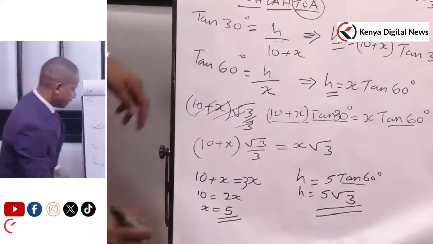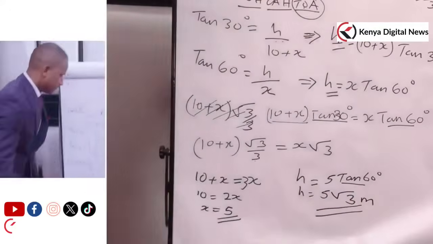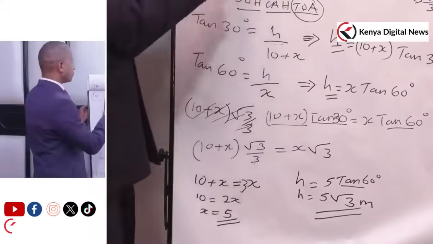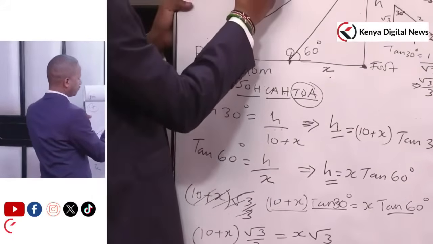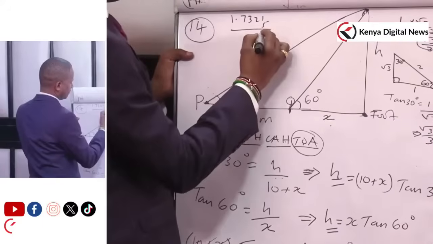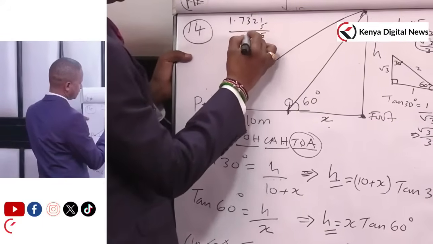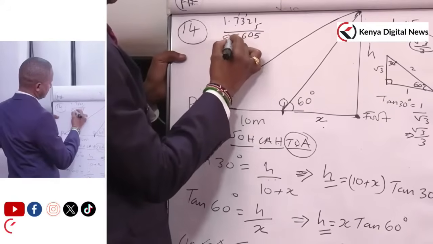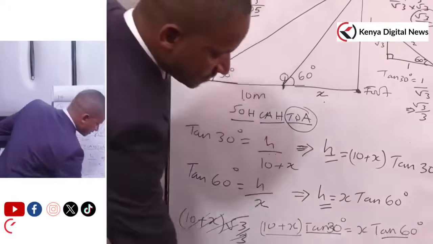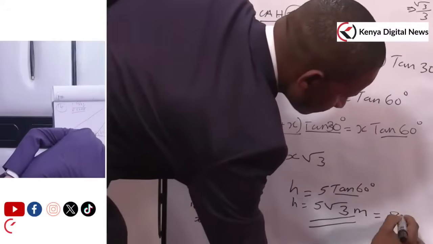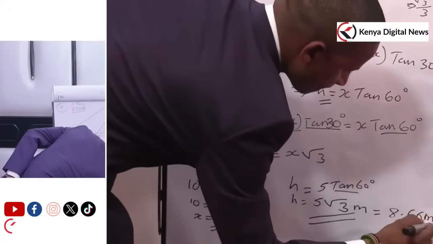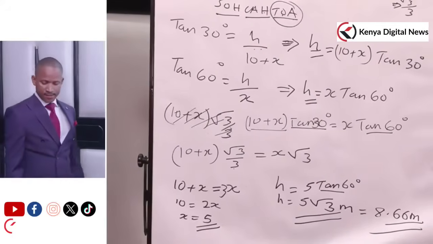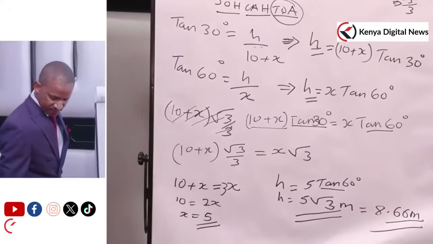In what? In meters. So when you further solve this, 5 times root 3. Root 3 is 1.7321 times 5. 5, 10, 15, 16, 35, 36 is 8.66 meters. And this thing is easy. Very, very easy.